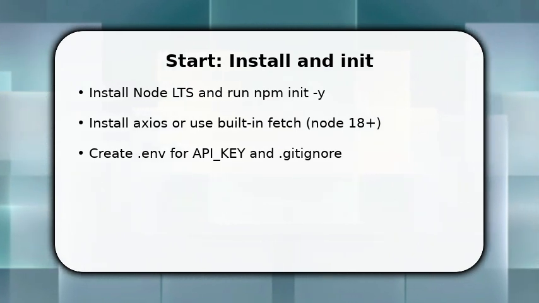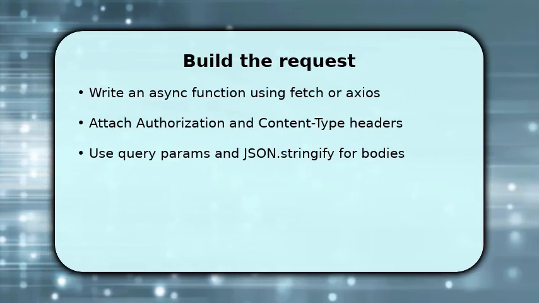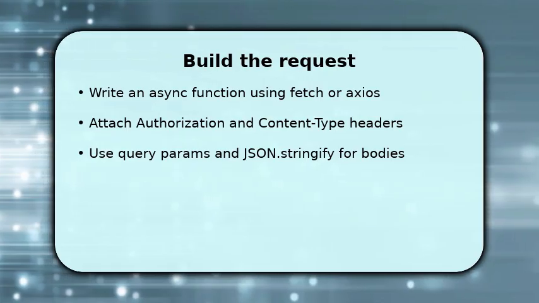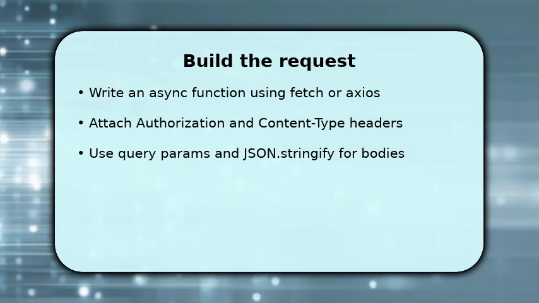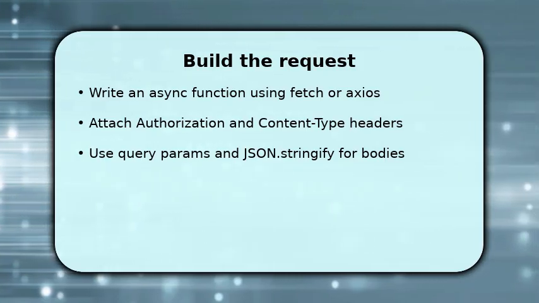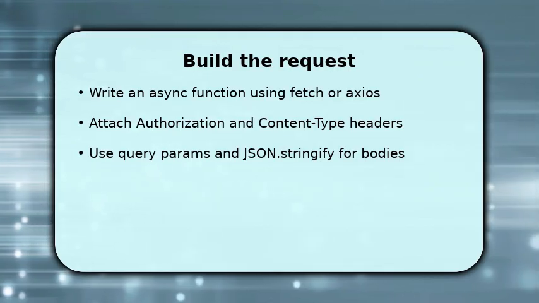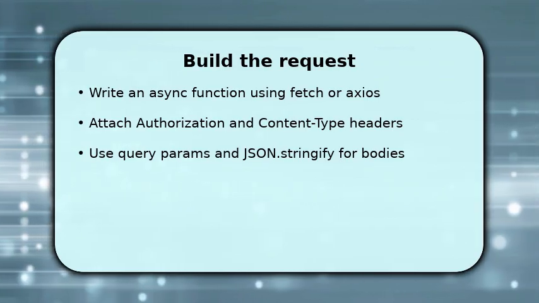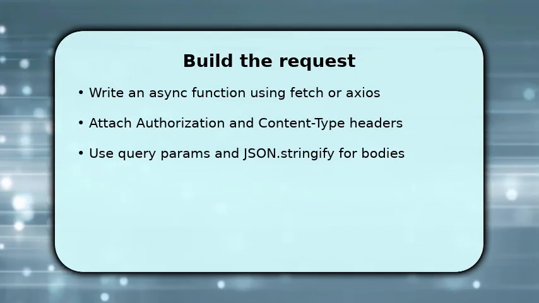Next, implement the core request logic with an async function that calls fetch or Axios. Use destructured options so you can pass method, path, and body. Include headers for authorization and content type as needed. Append query parameters with URLSearchParams. For POST, JSON stringify the body. Make sure to await the response, check response.ok, then parse response.json. This structure separates concerns and makes debugging and reusing the function straightforward.